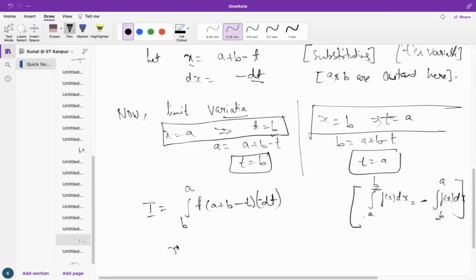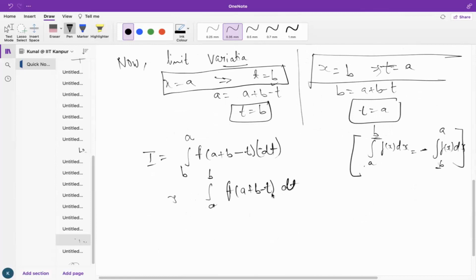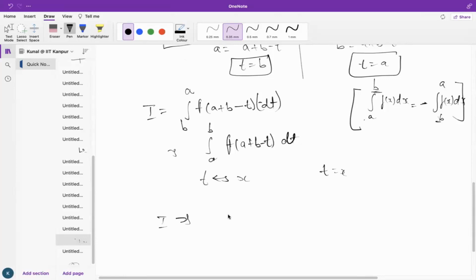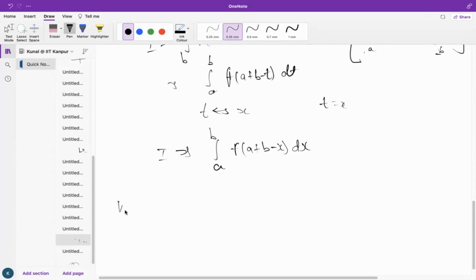So same thing I apply here. So we can transfer this minus sign, so we can inverse the limits given. So we get integral from a to b of f of (a plus b minus t) dt. And t is also a variable, so we can replace t with x. No worry, right? We can substitute t is equal to x. So what we get here is integral from a to b of f of (a plus b minus x) dx.